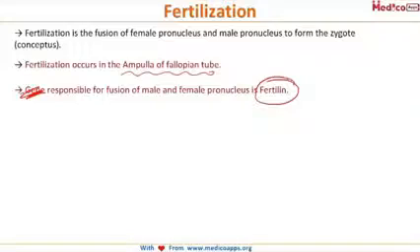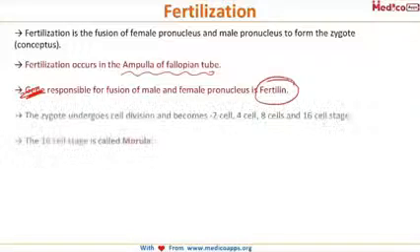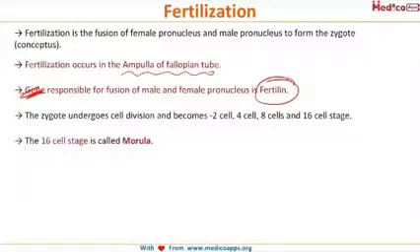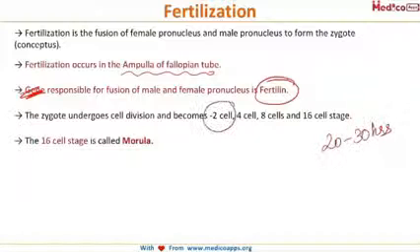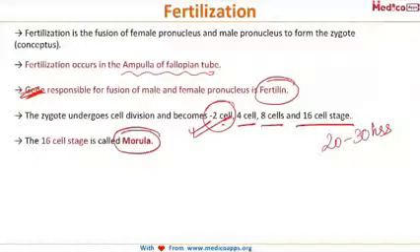Now, once the zygote is formed, mitotic division starts in it, and after 20 to 30 hours, it leads to the formation of two blastomeres. So, it takes 20 to 30 hours for the formation of the two cell stage or two blastomeres, and this is again one question. After this, it follows a binary type of division, and from 2 cell it becomes 4 cell stage, 8 cell stage, 16 cell stage, and this 16 cell stage has a special name, and that is called morula, because it resembles a mulberry.